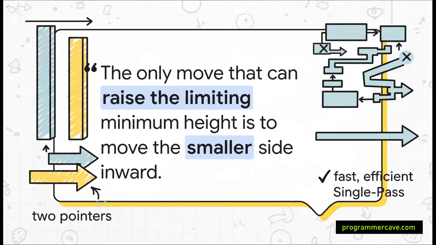Think about it. If you move the pointer on the taller wall, your width gets smaller, but your height is still limited by that same short wall. So the area can only go down. The only way to potentially find a better, bigger area is to move the pointer from the shorter wall inward.